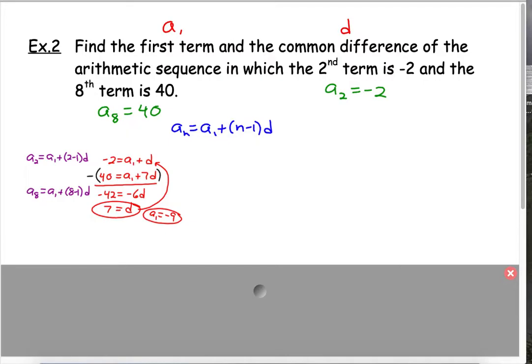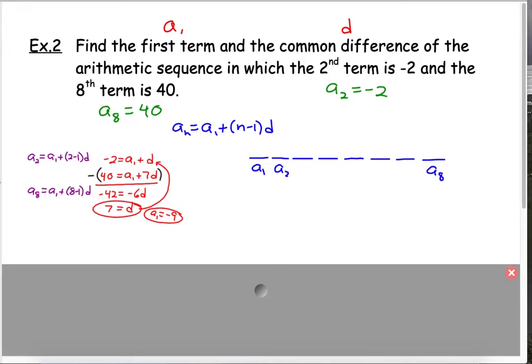So we're dealing with 8 terms. So I'm just going to put a blank: a sub 1, a sub 2, a sub 3, a sub 4, a sub 5, a sub 6, 7, and 8. So this is the first term. This would be the second term. Here's the 8th term. And I have values. I know the 8th term is 40, and I know the second term is negative 2. Just from there, I can figure out what the common difference is.